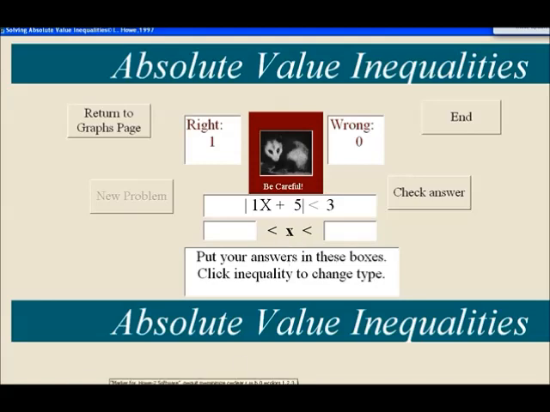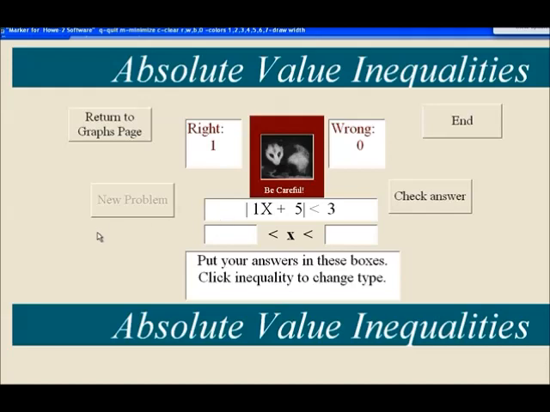I'll bring up my marker. I'm going to sandwich x plus 5 in between 3 and negative 3. And subtract 5 from both sides. I lied. Subtract 5 from all parts. This will kill us off in the middle.